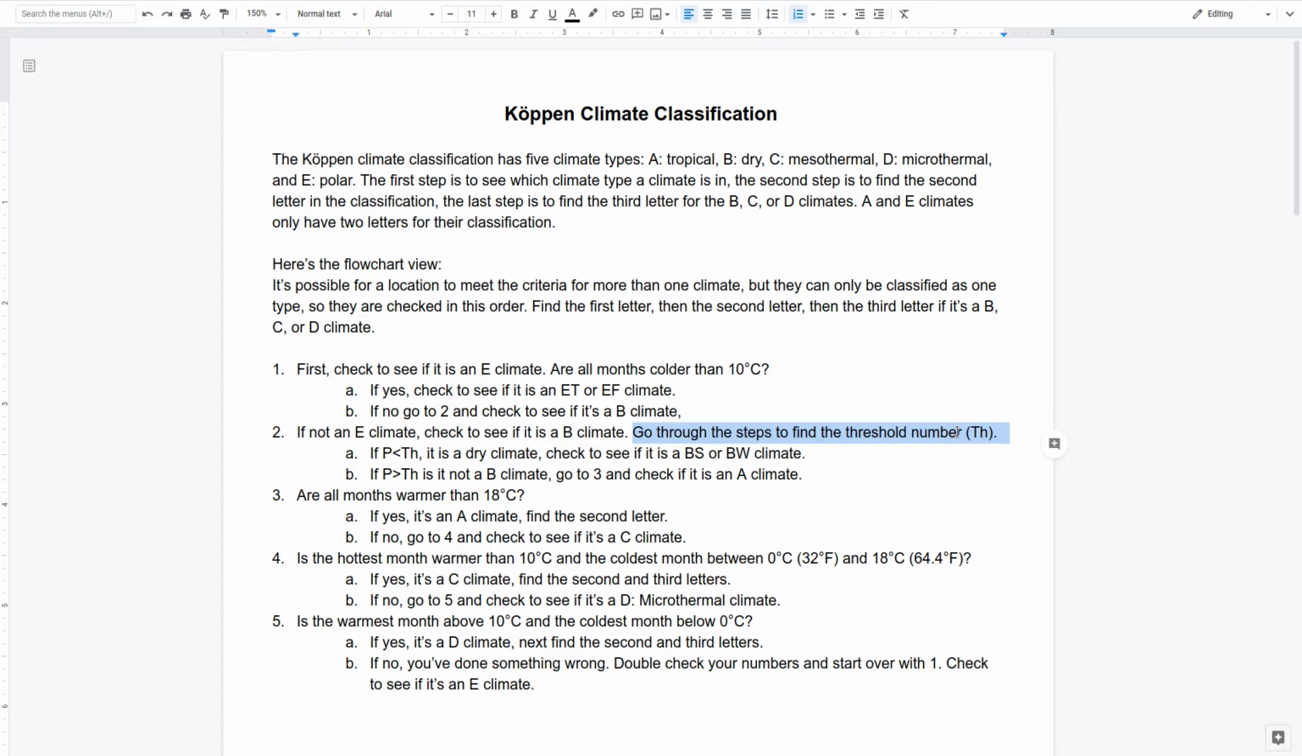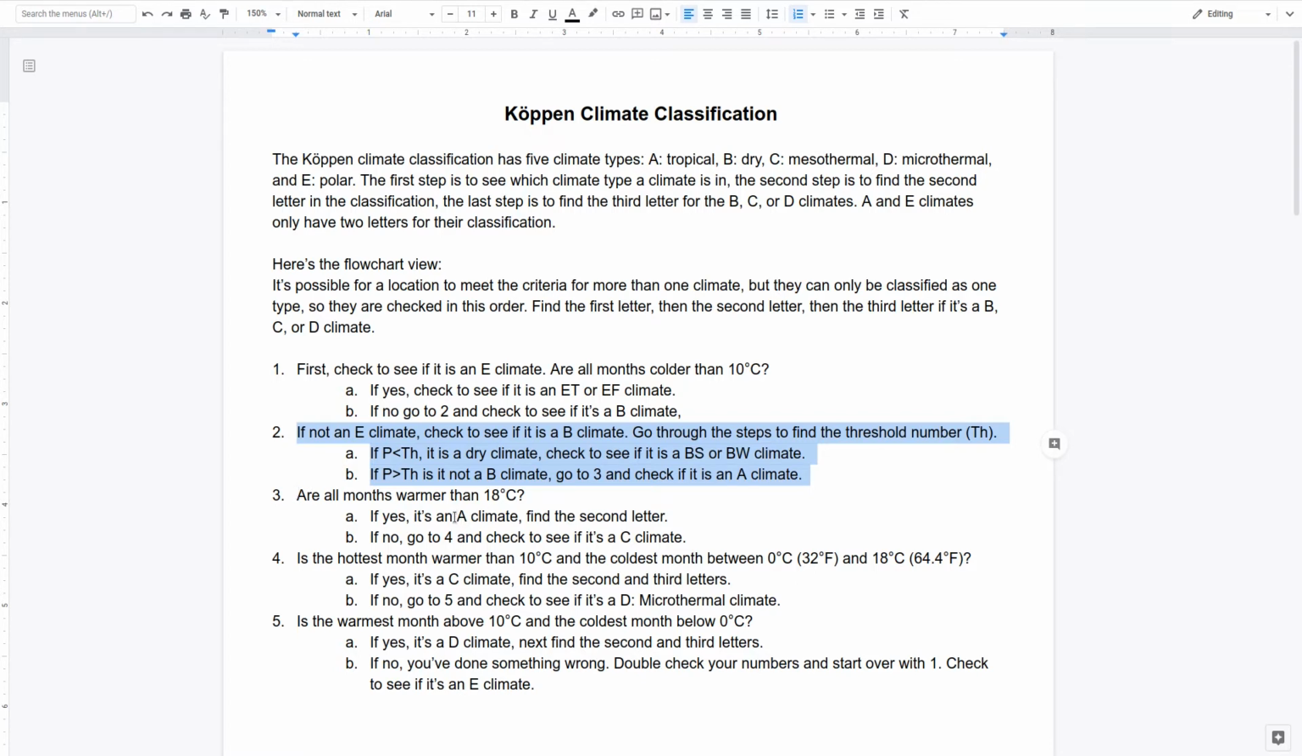We're not doing that this week. I thought I'd save that for next week. This week, we'll just go over the basics of the Köppen system. Next week, we'll get into the nitty-gritties of determining if it's a desert or steppe climate. So for this week, you won't need to calculate the threshold number. We'll save that for next week. So we'll just pretend that none of the climates I'm going to give you are B climates, so you won't need to check that.